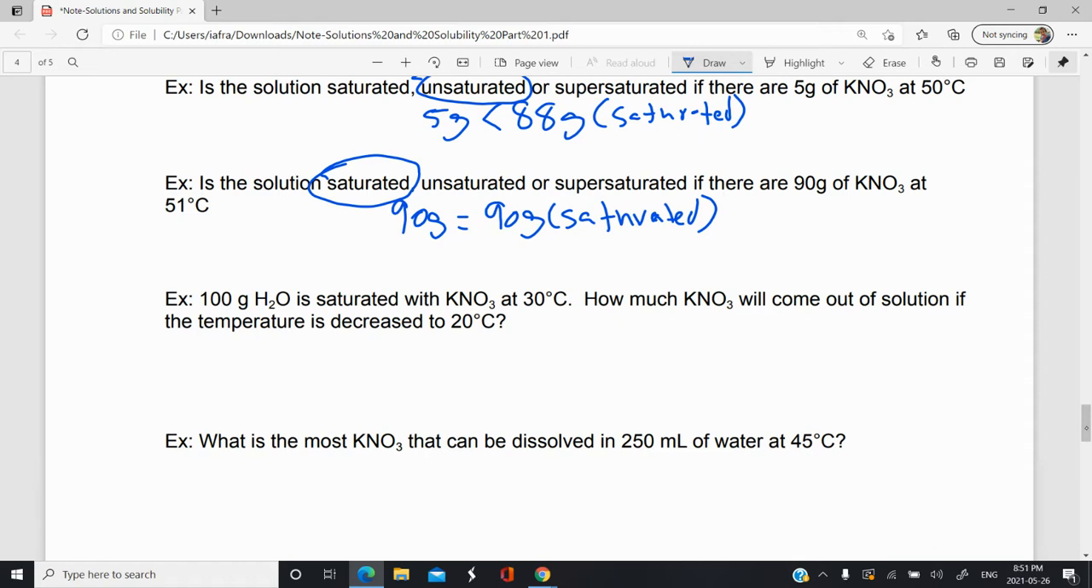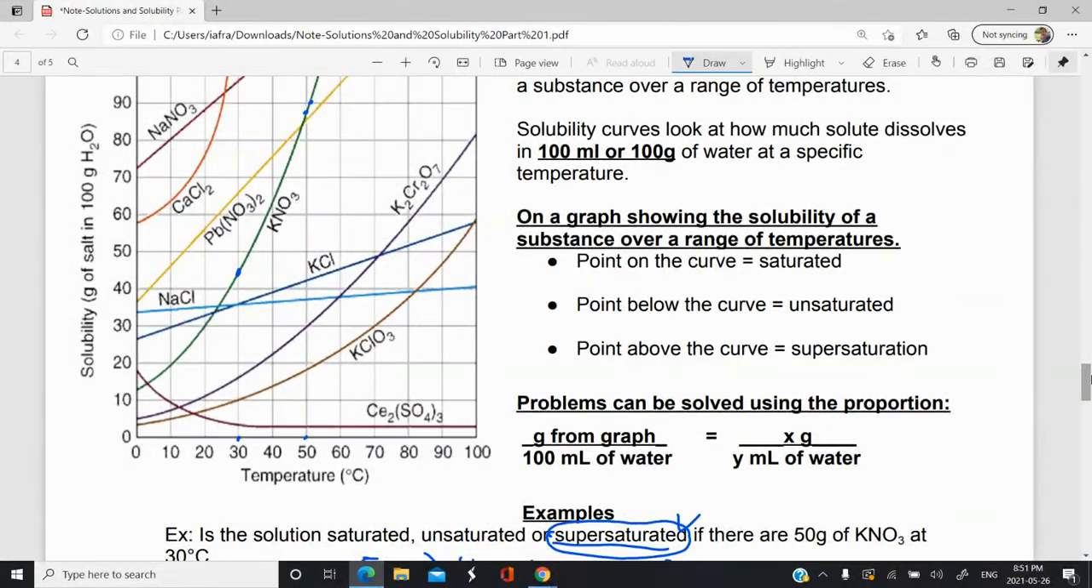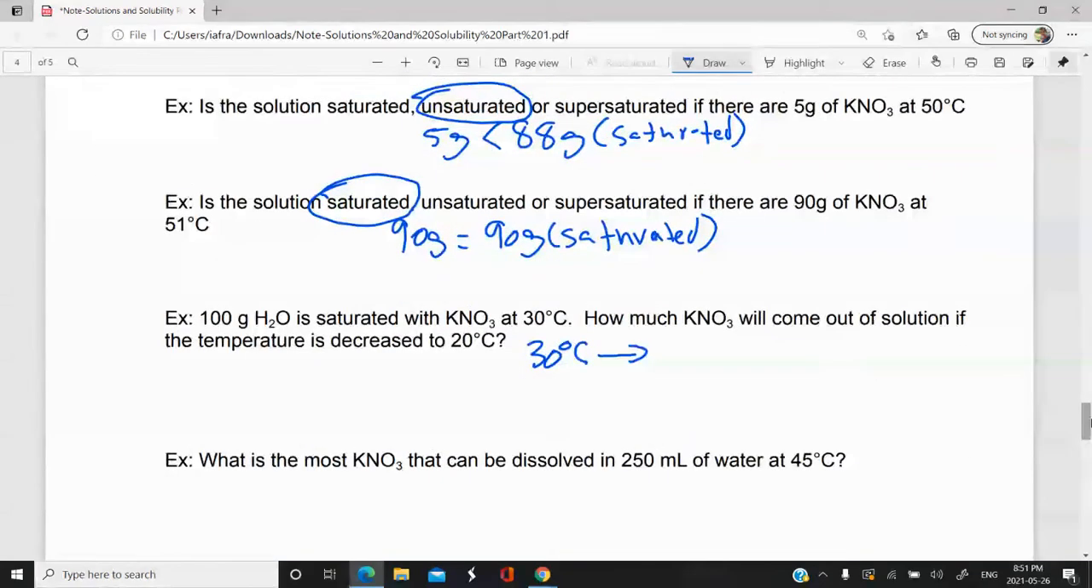All right, so let's go take a look at our curve. We're told that we have 30-degree water and it's 100 grams of water, and we said that it's saturated with KNO3 at 30 degrees. So that means that if it's saturated at 30 degrees, we have about 45 grams there. So 45 grams of KNO3 is what can be held at 30 degrees.